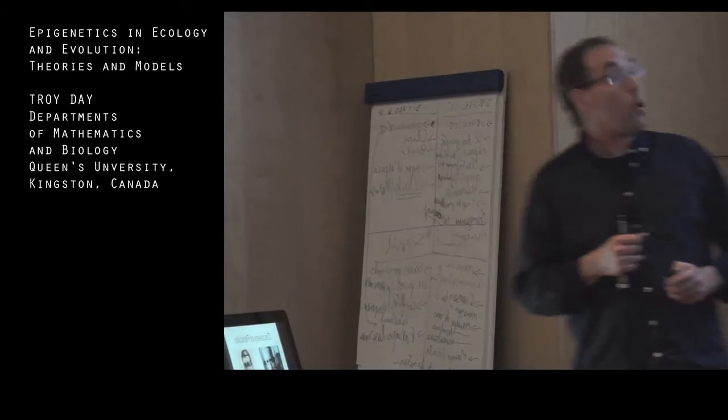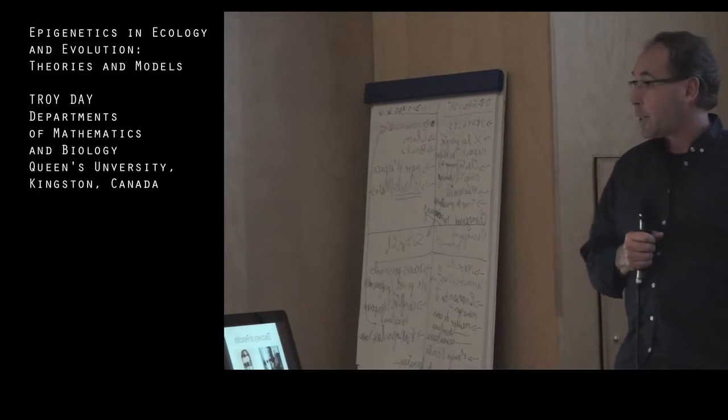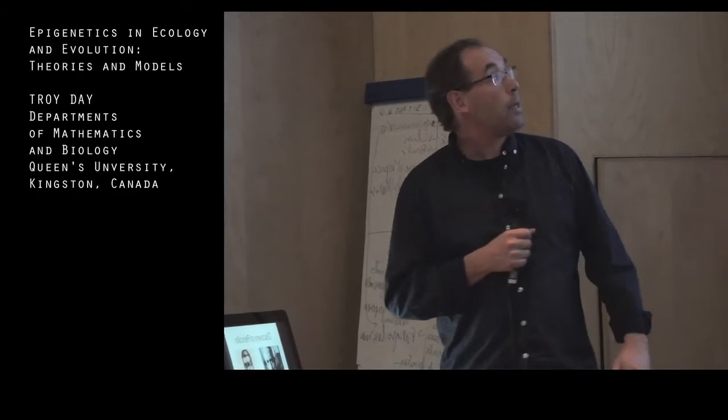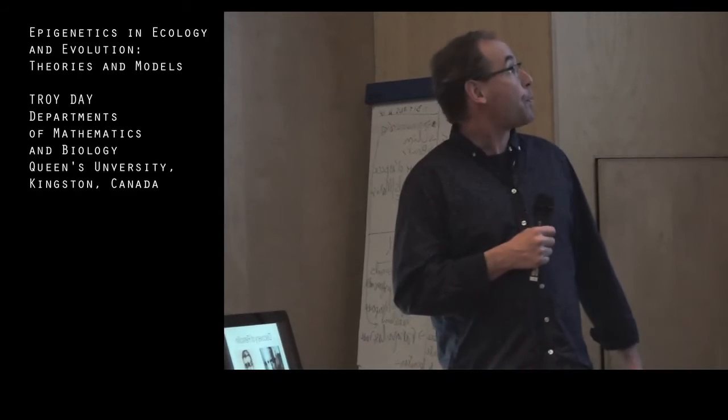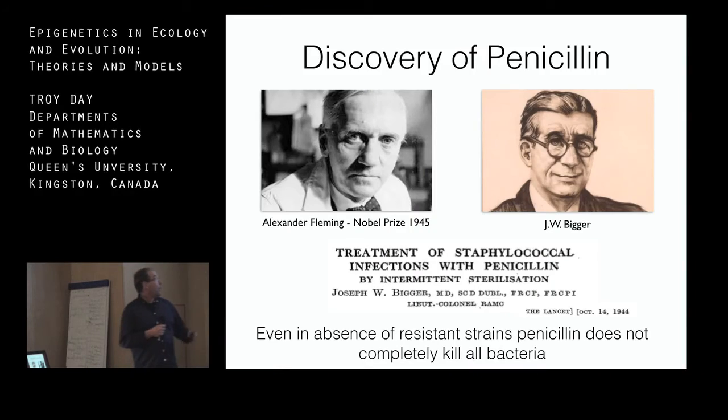You probably don't know, or most of you probably don't know this guy. He was a contemporary of Fleming, Joseph Bigger. He was an Irish physician, and the year before Fleming got his Nobel Prize, he published this paper in The Lancet, which has come to be kind of the foundational paper in non-genetic drug resistance in bacteria, or what are sometimes called persister cells.